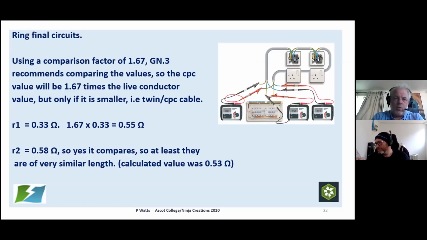So if we look at 0.33 and multiply that by 1.67, we get a value of 0.55. Yeah, that works out about right. We did a calculated value of 0.53, and we've got a tested value there of 0.58. So it all seems to be working out no problem.